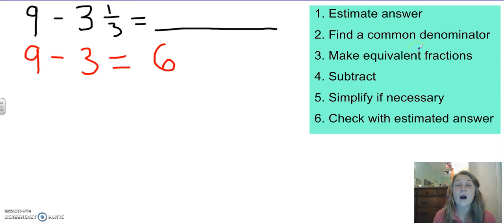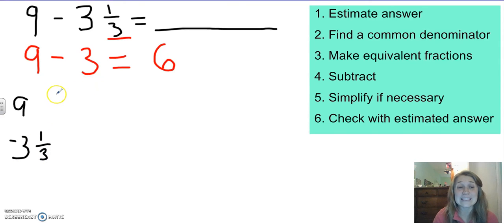All right, finding a common denominator. Now, you might be a little bit confused. Since we don't have a fraction over here, how can we find a common denominator? It's actually a lot easier when we do this because our denominator is simply going to be whatever the denominator is in our fraction. So let's rewrite our problem. 9 wholes minus 3 and 1/3.